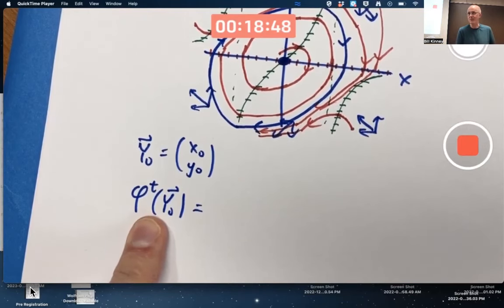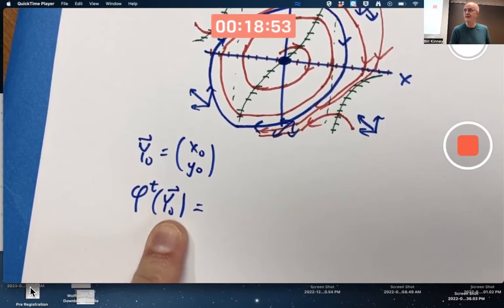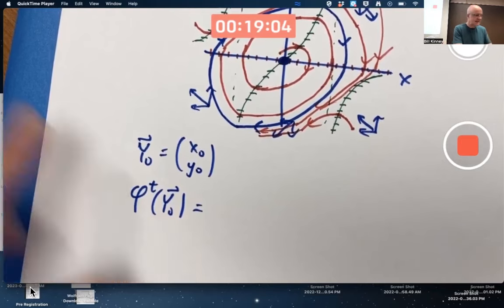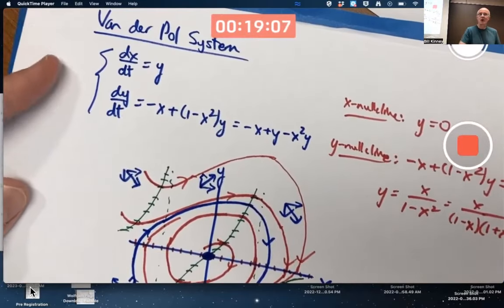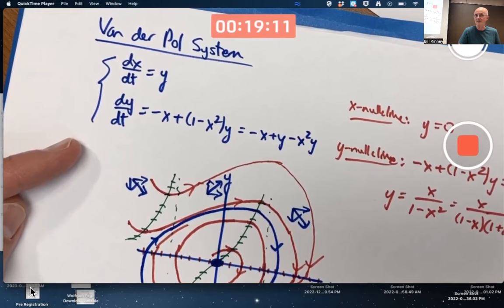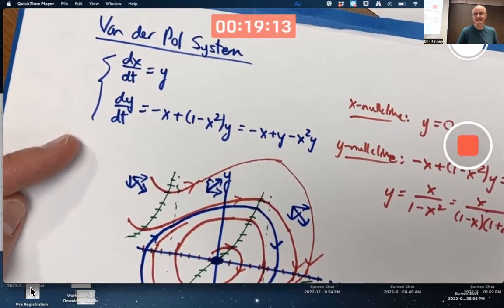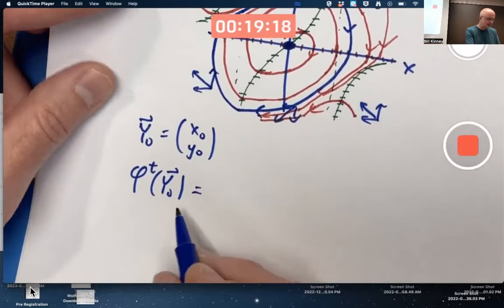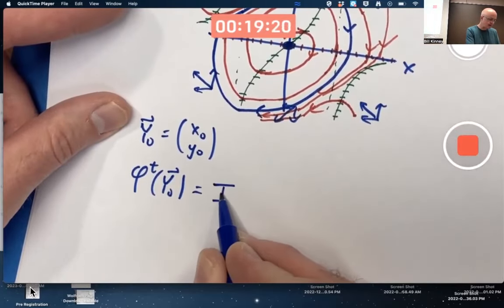I emphasized last Friday that for a linear system, thinking of y naught as the variable, the formula can be found using the matrix exponential. That was the beautiful generalization. This is a nonlinear system. No matrix exponential is available. However, the solution by existence will exist. And this will equal it, no matter what t and y naught are.